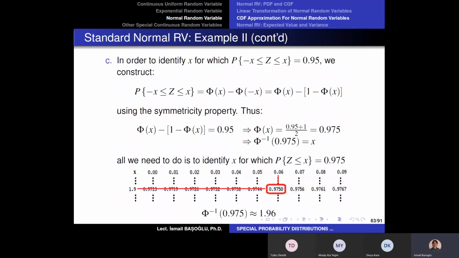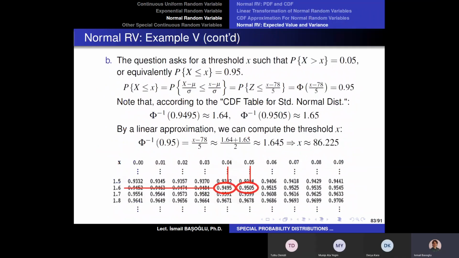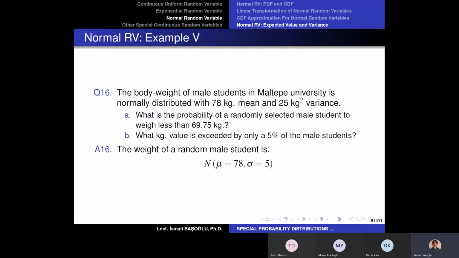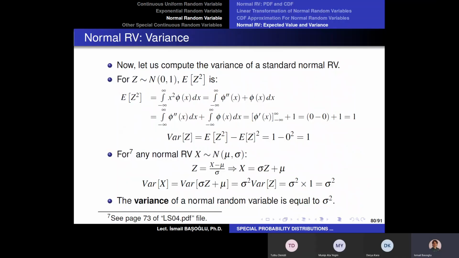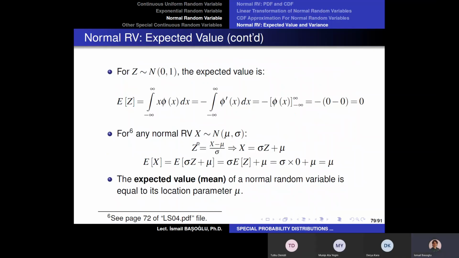Now, if the expected value of a standard normal random variable is 0, so let's check the result. If the expected value of a standard normal random variable is 0, then what is the expected value for any normal random variable? Okay, remember now, for any normal random variable, if we apply this standardization, we are obtaining a standard normal random variable, right? So if you subtract the location parameter from a normal random variable and divide the difference by the scale parameter, you get a standard normal random variable.